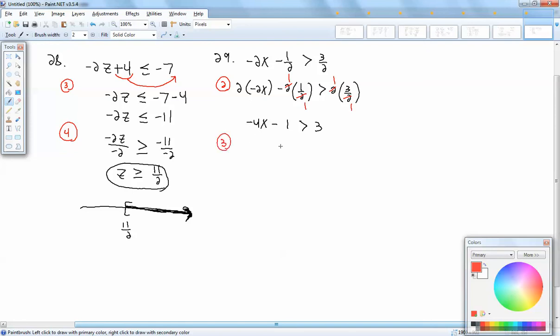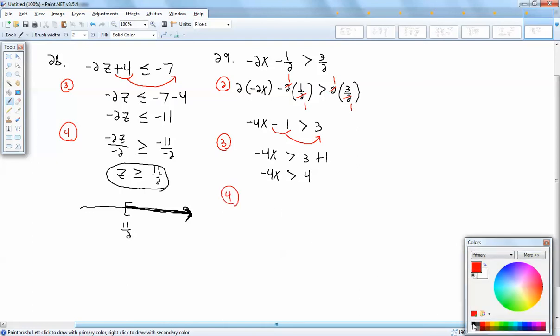Step 3. Get everything with an x on one side, numbers on the other side. So I'll take this negative 1 and move it over. Remember, you move anything across your inequality symbol, the sign changes, so the negative 1 becomes a positive 1. Add numbers in any step. 3 plus 1 is 4. And then our last step.